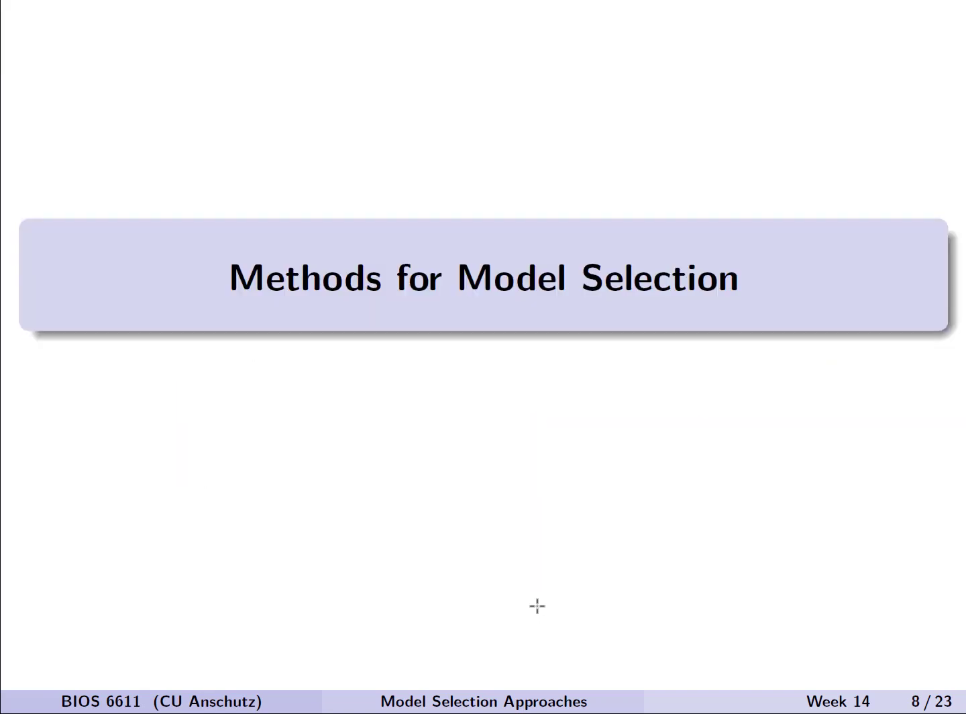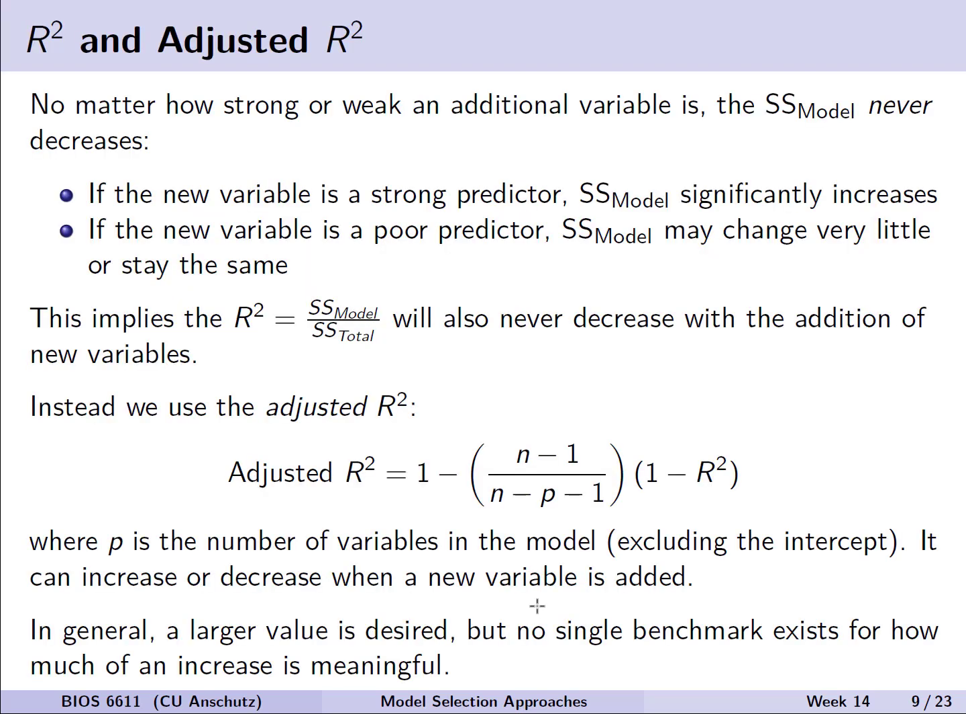So let's discuss some methods for model selection. Again, some of these will be familiar to us from previous lectures. For example, one of the tools we can use is either the coefficient of determination r squared, or more realistically, the adjusted r squared value.